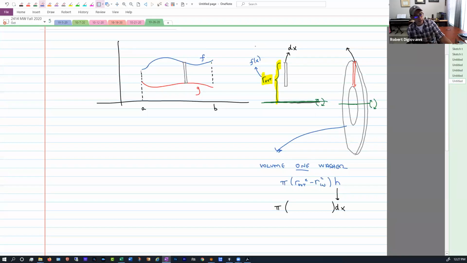And then what about the inner radius? That would be the distance from here to here. And what is that in terms of the functions? It's the bottom edge of the rectangle, right? Which is the g function.